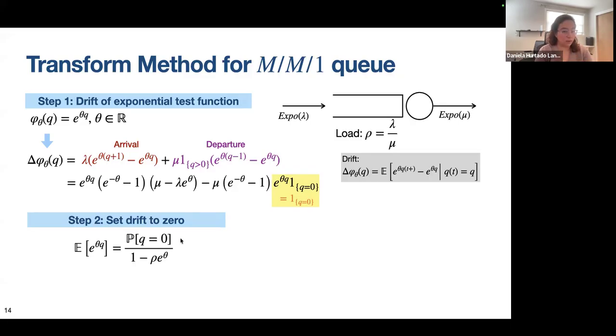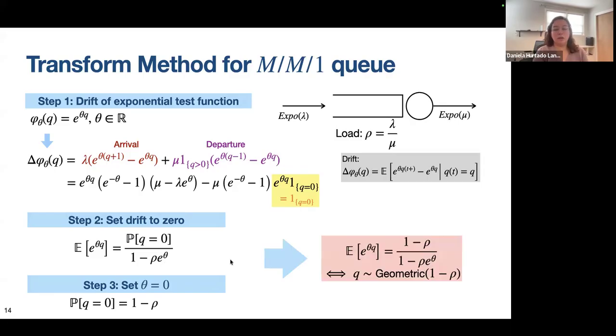We're not quite done yet, because supposedly we don't know this probability. But to compute it, we can set theta to 0. If we set theta to 0, we immediately obtain that the probability of an empty queue is 1 minus rho. Then we put this 1 minus rho over there, and we show that this is the moment generating function of the queue length. And if you do a little Google search, you realize that's a geometric distribution, exactly as we know. Okay, so that's the transform method. Any questions?